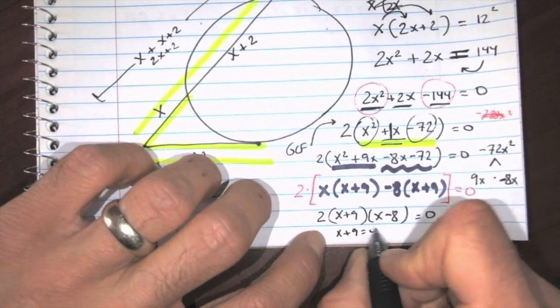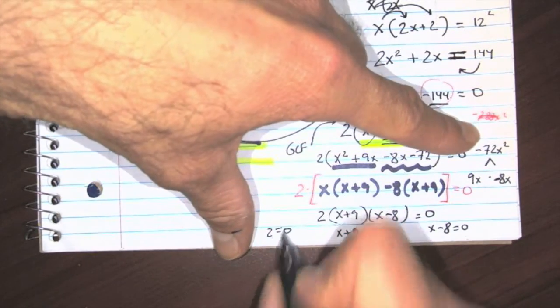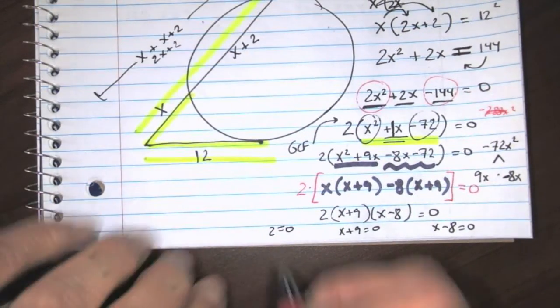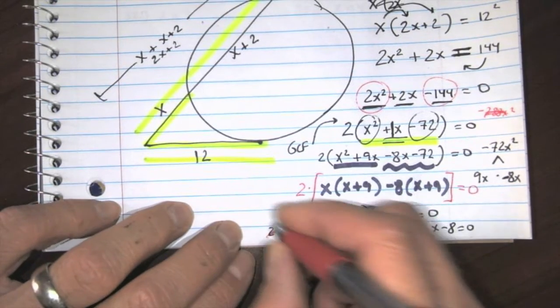We have x plus 9 equals 0. We have x minus 8 equals 0. You also have to take the greatest common factor, set it equal to 0. But that kind of drops out because, you know, there's 2 coconuts equals 0. Coconuts. That doesn't make any sense.